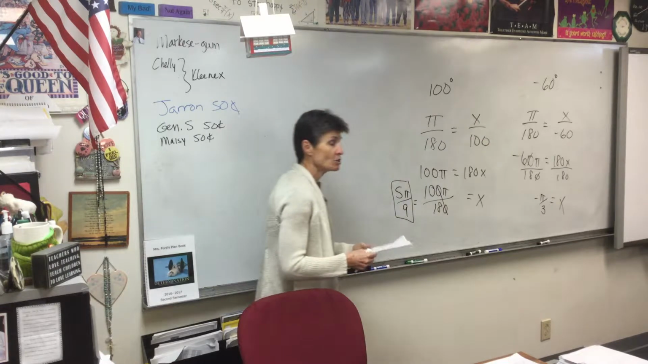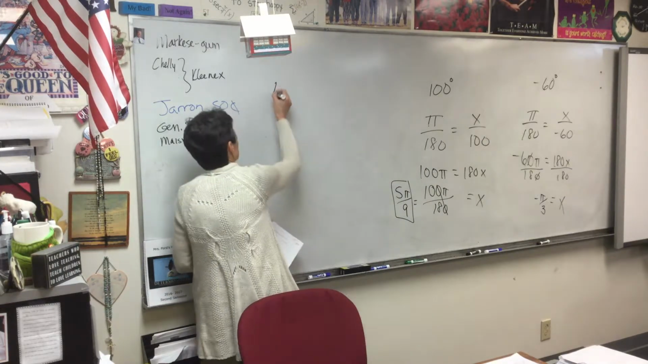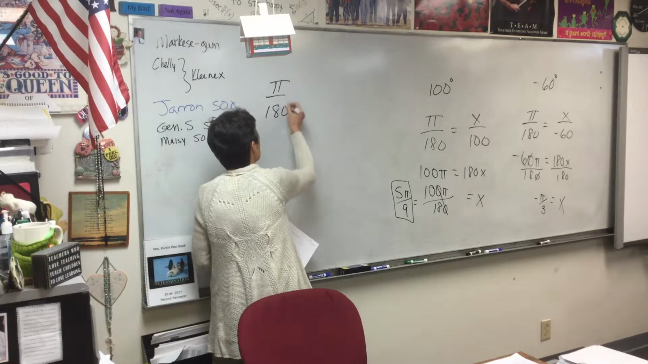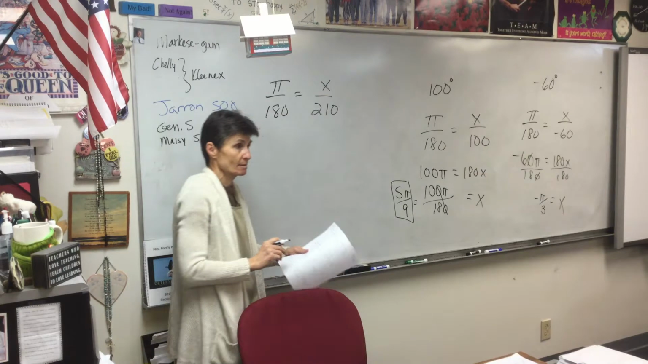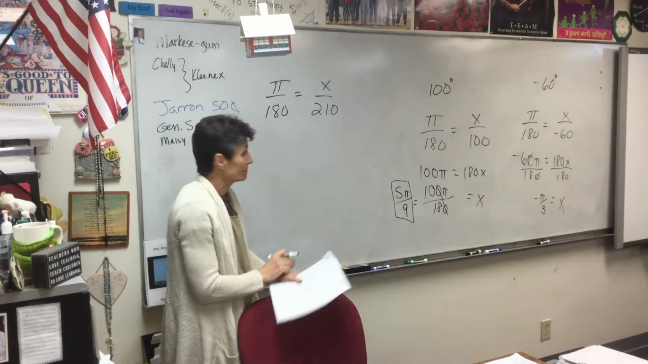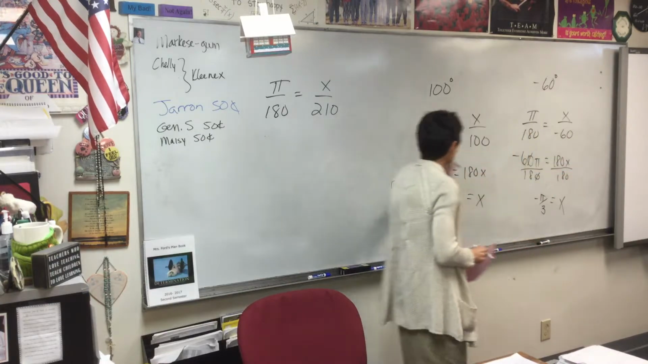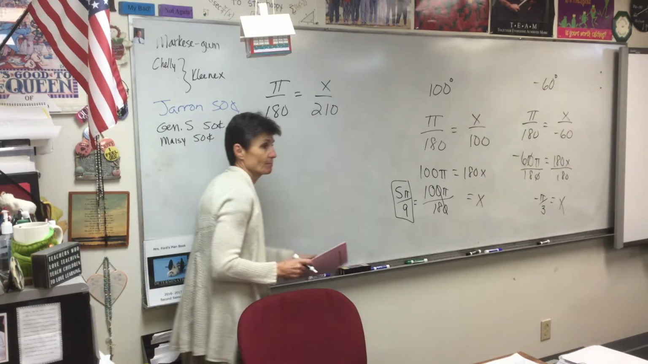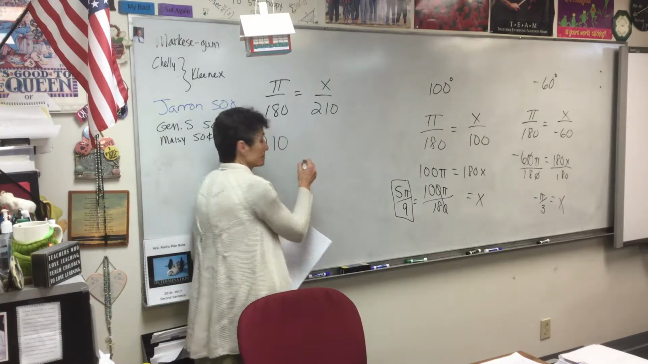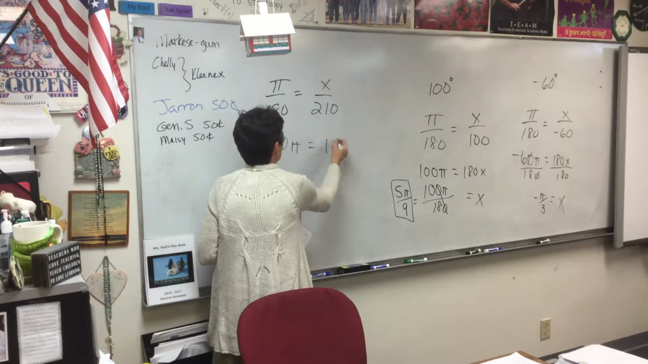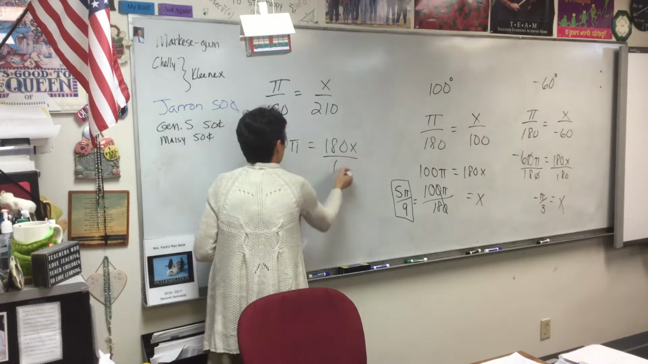When we want to change from degrees to radians, we set up our proportion. Pi is to 180 as something is to whatever angle it is. In this case, 210. First example, it was 100. Second example, it was negative 60. Now it's 210. So we cross multiply. And we'll divide.